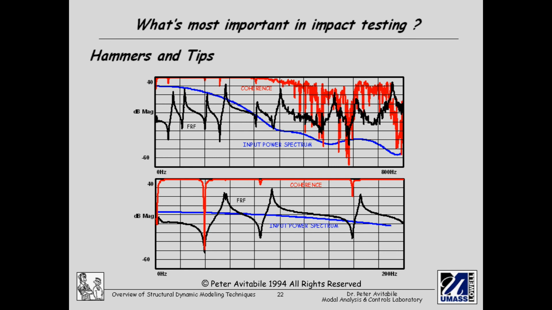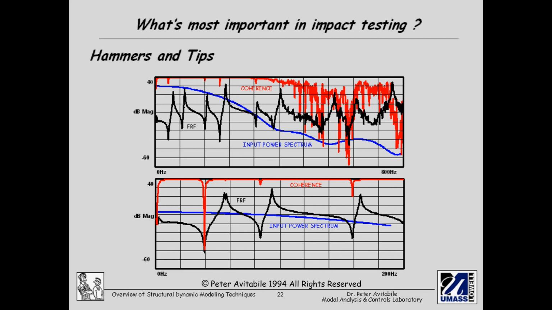So now when I go to take these measurements, is there anything that I need to be concerned about when I do an impact test or a shaker test? Well, there are many things we're going to talk about, but if I had to pick two things, one of them is definitely how you select the hammer tip to excite the structure. The harder the tip, the broader the frequency range of modes that are excited. The softer the tip, the narrower the range.